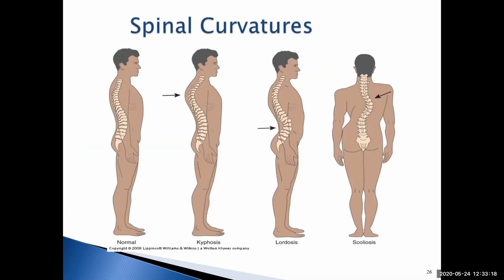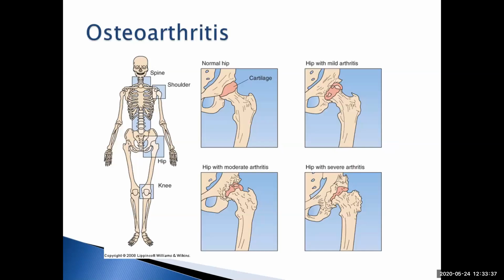Some curvatures we see with the spine. The one on the far left is normal. That kyphosis, you can see where the arrow's pointing, it's like a hunchback there. And lordosis, what some may refer to like a sway back. And then scoliosis, you can see the S curvature to that spine.